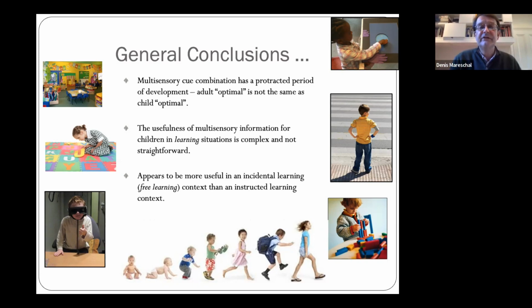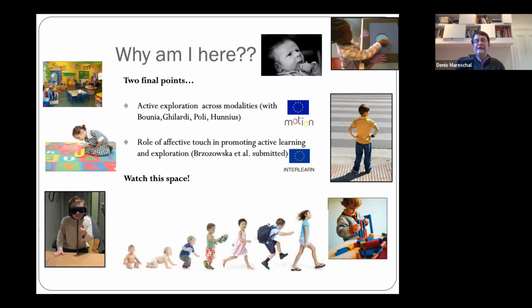And in the last 2 or 3 minutes, I just want to say a few things. I want to return to the why am I here question. The presentation I gave you was looking at how children combine information streams optimally, and the use of multisensory information from different sensory streams during learning, and how this might differ depending on the type of learning, a more free versus a directed, instructed type of environment. I do actually have a couple of projects on the go which are maybe more closely linked to active learning, as discussed by the other people in this workshop.